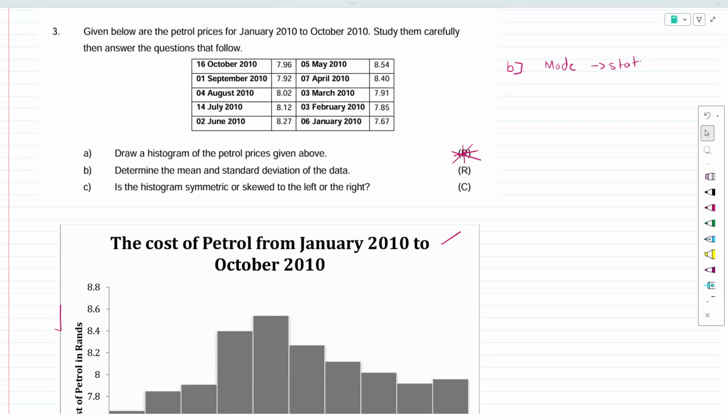After mode and stat, we're going to press variance. So you should see one variance. It'll always be one. You're going to enter values. So enter. Let's enter our values, right? So I get 7.96 equal, 7.92 equal, 8.02 equal, 8.01 equal, 8.27 equal, 8.54 equal, 8.40 equal, 7.91 equal, 7.85 equal, and 7.67 equal.